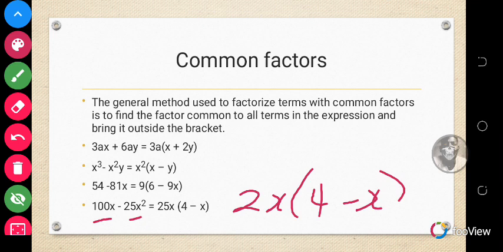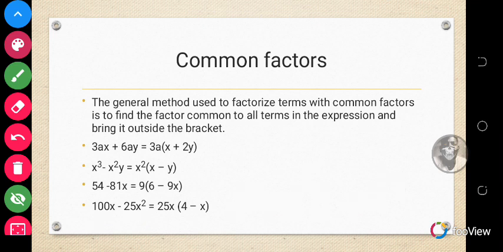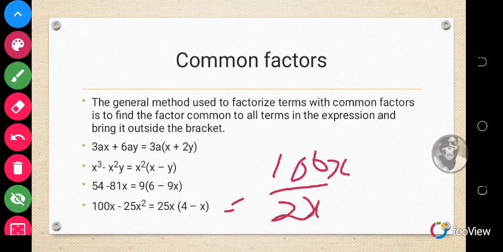Okay, and that is what we have here. Remember that when you are factorizing, it simply means you are dividing each term by the common factor. So for example, what we have here, 24, 25. When you realize that the common factor is 25, simply 100x over 25x, and what will happen? x will cancel x, 25 will cancel 100, and then you get what?